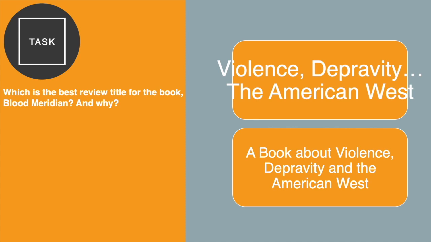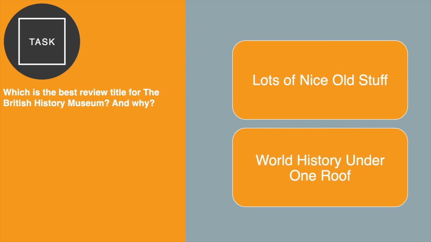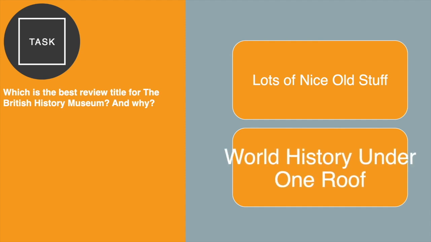Now this is due to the fact that the second title is not concise enough. It uses too many words. You don't need the noun book, the preposition about, and the linking word and. These words add nothing to the overall meaning and feeling behind the title. Lastly, which is the best review title for the British History Museum, and why? So pause the video and press play when you're ready to continue. And the answer is World History Under One Roof.